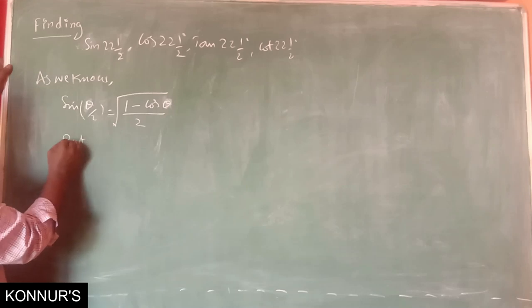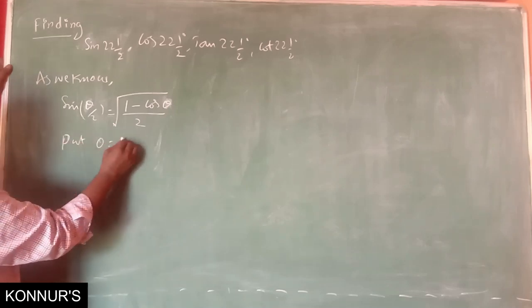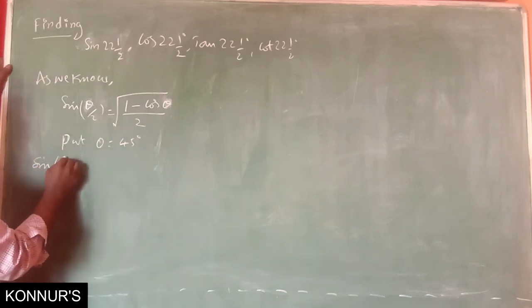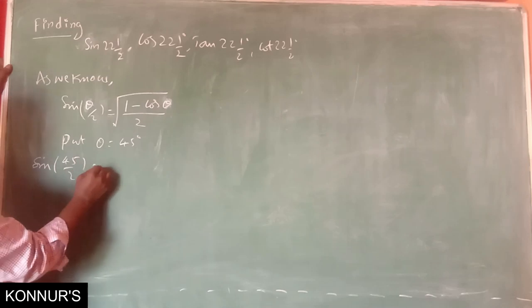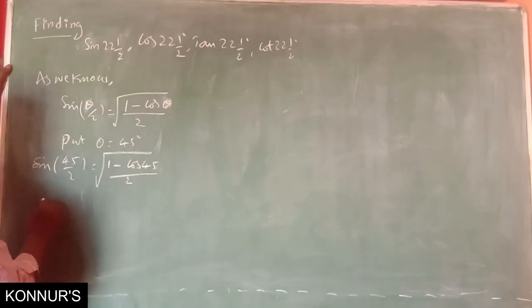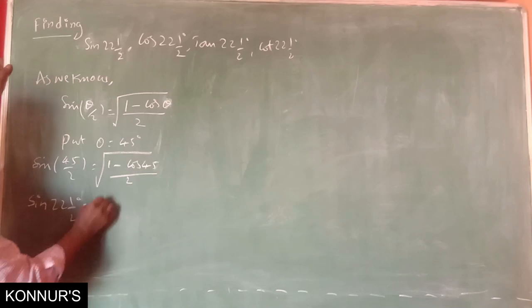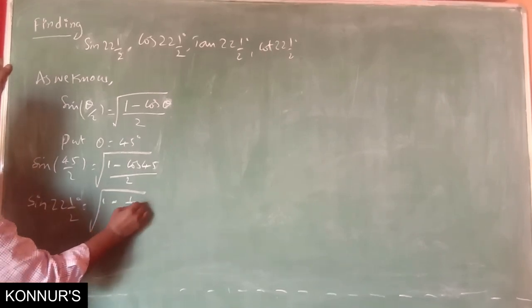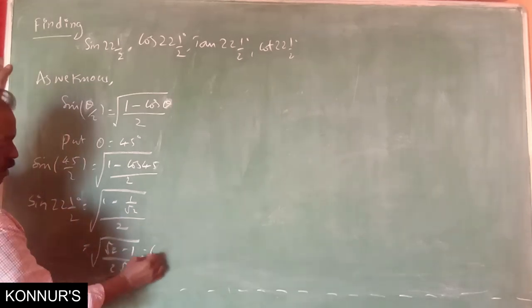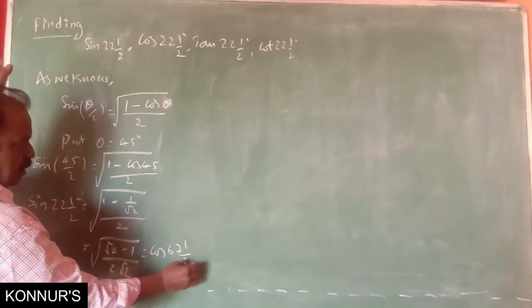Suppose put theta is equal to 45 degrees. It will become sine of 45 by 2, which is root of 1 minus cos 45 by 2. It is nothing but sine of 22 and a half degrees. It is root of 1 minus cos 45, that is 1 by root 2, by 2. So it is root 2 minus 1 by 2 root 2.